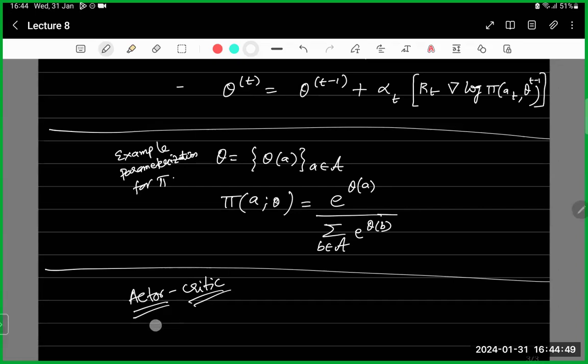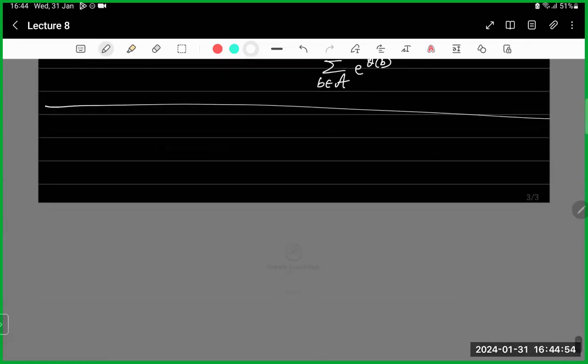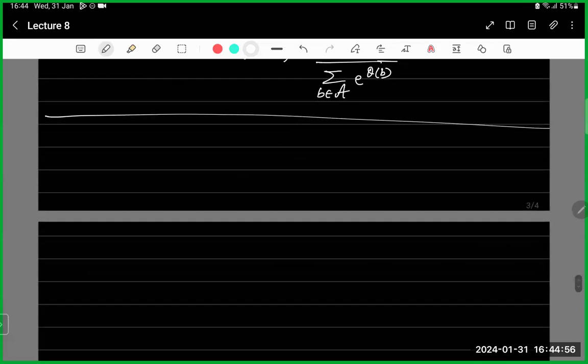It's fine if you don't appreciate this fully, but I wanted to tell you this terminology, so that we'll revisit this again, maybe towards the end of this course. Because just like how we have seen value-based methods first for the bandit setting, we will look at value-based methods for the full RL problem. For example, there is an algorithm called Q-learning, which is a value-based method for the full RL setting.